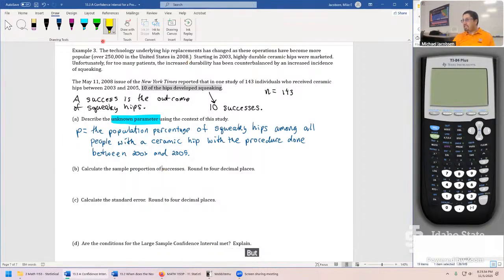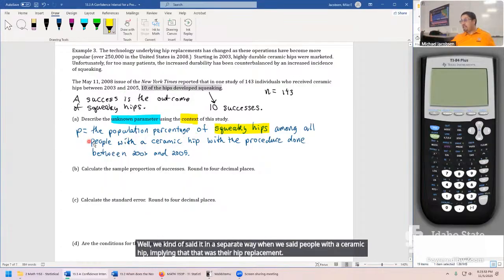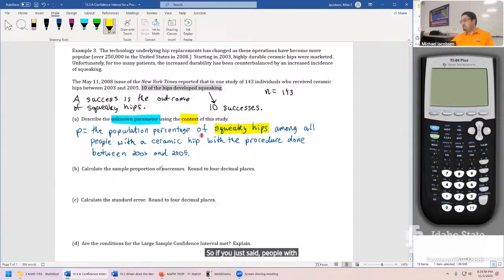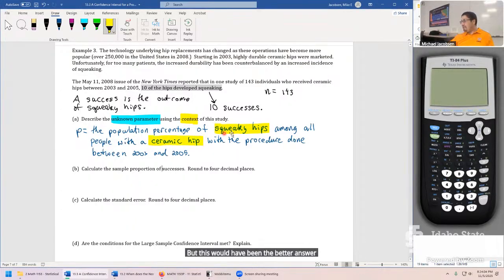But if this was an exam question and we want to mention the context, you have to say something about the successes. So we've got that in. You have to say something about the fact that we have a hip replacement. Well, we kind of said it in a separate way when we said people with a ceramic hip, implying that that was their hip replacement. So if you just said people with a hip replacement, I would have said that's okay in, say, an exam 3 setting, final exam setting. But this would have been the better answer. And if you didn't put this part in at all, well, it's actually in the overall context, so that would have been okay. We're just being more specific on this particular problem.